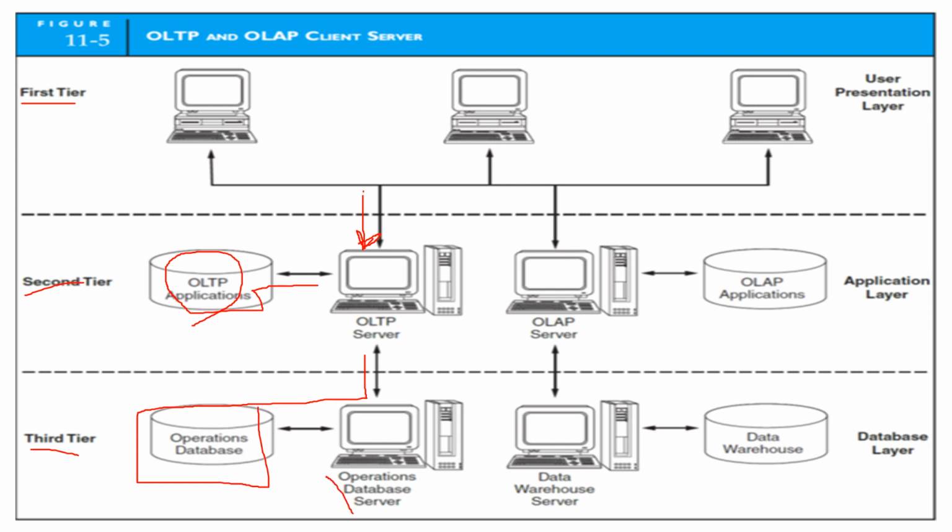Let's say this user is an accountant and requires information about the accounts and so on. It will go to the OLTP server to update the software, and then it will be saved in the operational database, the accounting operational database.